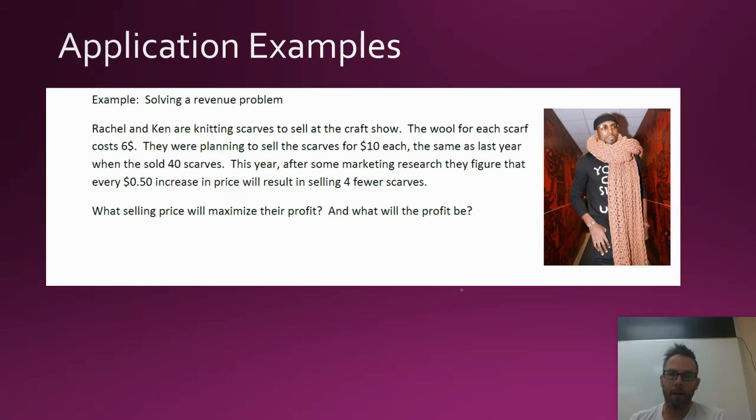So in this particular question, Rachel and Ken are knitting scarves to sell at the craft show. So the wool for the scarf costs $6, and they're planning to sell them for $10 each. So last year at that price, $10, they sold 40. So they want to see if they can do better and make more money. So they conducted some research, let's say, and found that every time they increase the price by $0.50, they're going to sell 4 fewer scarves. So what we want to see is, okay, what price should we sell at to make the most money? And how much money would that be?